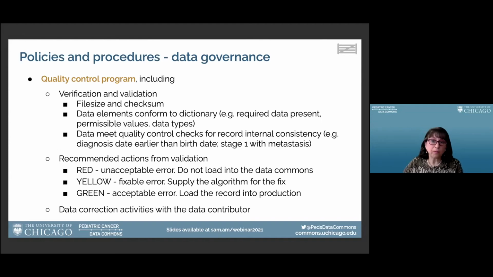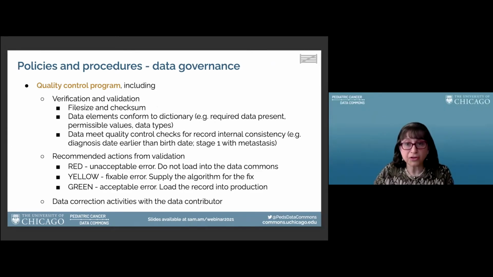Our data control program gives data contributors and our users confidence in the data that they will use for their research. There are 3 steps to verification and validation. First, we check the integrity of the file and ensure that it survived the journey through cyberspace. Next, we check that each data element conforms to the data dictionary. For instance, is it present if it's required? Is it an integer if that's what we're expecting? Is it within the range of acceptable values if there's a value set?